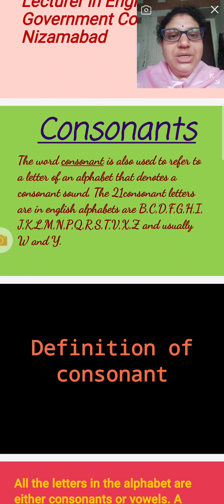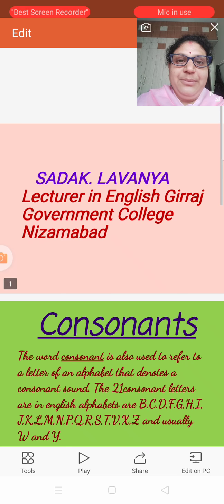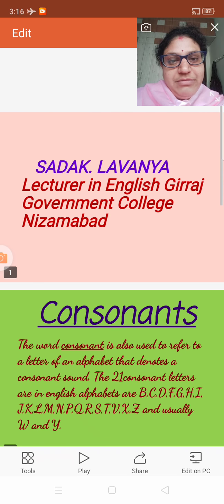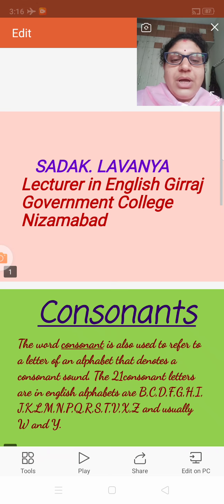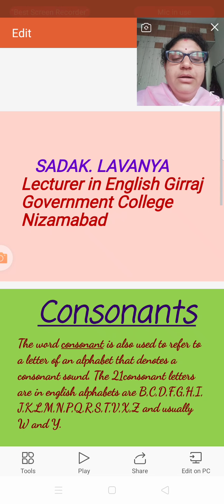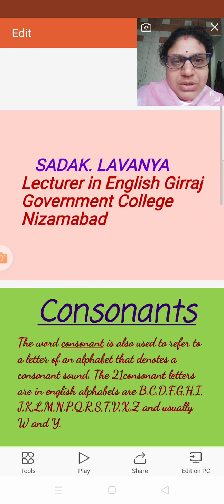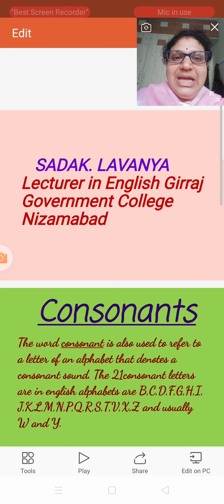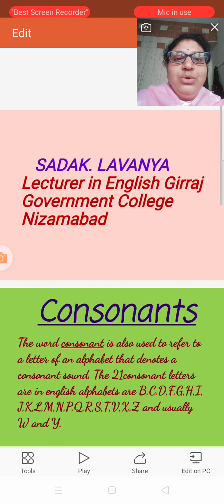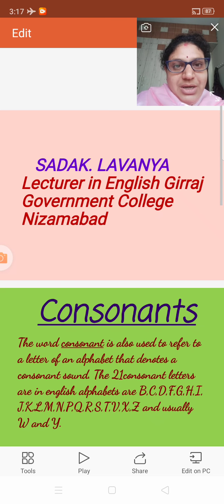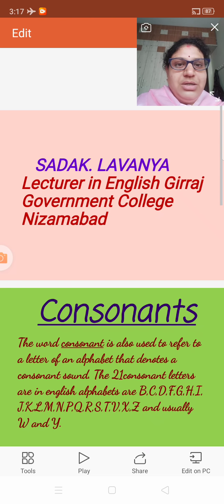Consonants are nothing but, there are two types of alphabets. The alphabets will be divided into two different types: the first one is the consonant and the second one is the vowel. Vowels, most of the people already know: the vowels are A, E, I, O, U. And the remaining alphabets are called the consonants.